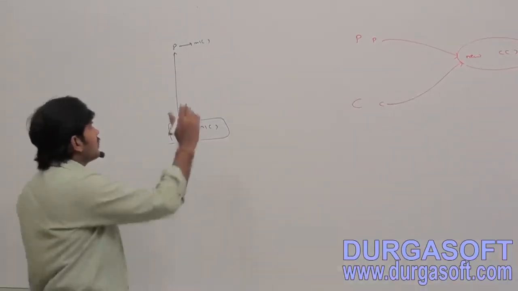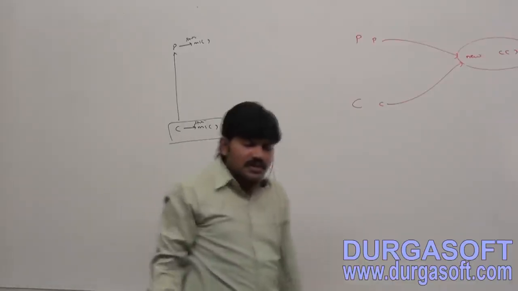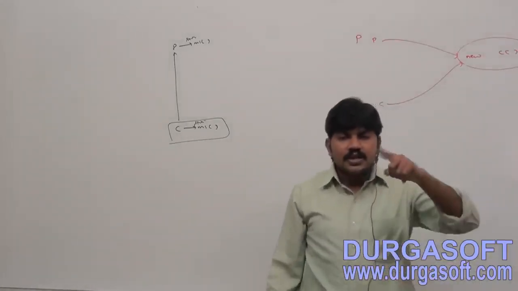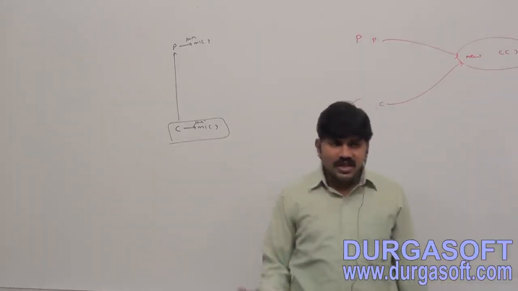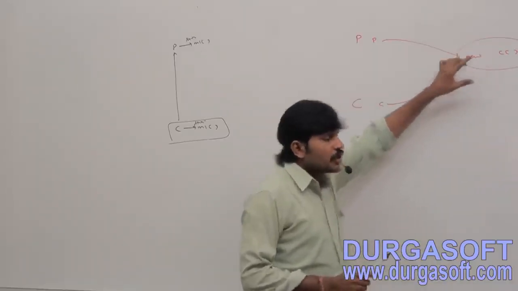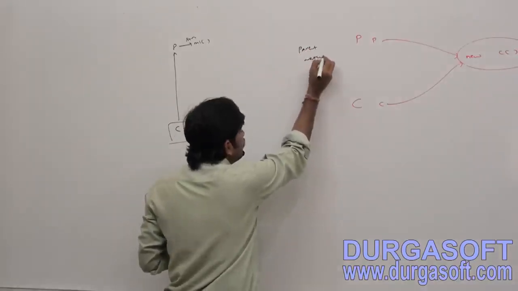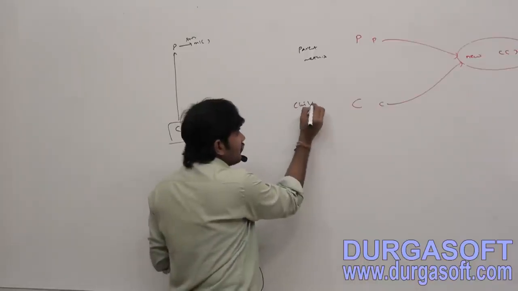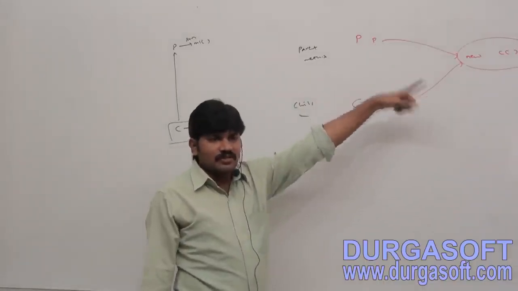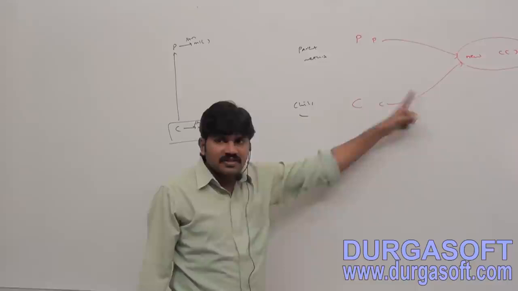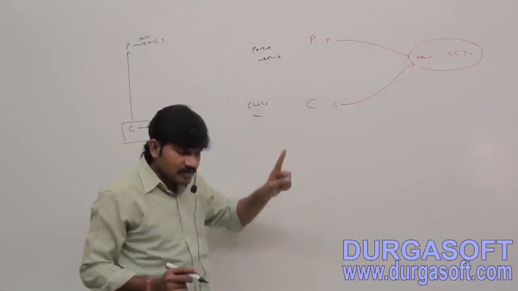But suppose it is hiding, sir, it is static. If it is static, what does it mean? Hiding. In hiding, for the child, both methods are available. The parent method is there, the child method is there. For the child object, if I use a parent reference, then the parent method will come. If I use a child reference, then the child method will come. Are you getting right? Remember, in method hiding, if I use a parent reference for my child object, the parent method will come. If I use a child reference, the child method will come.